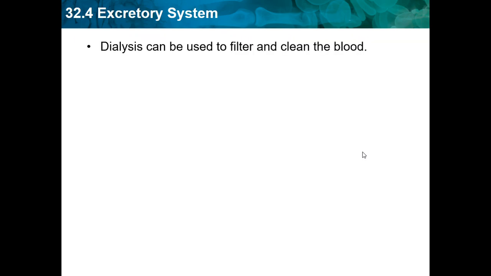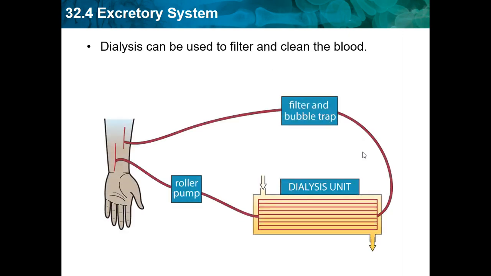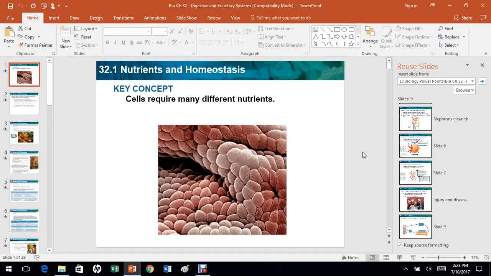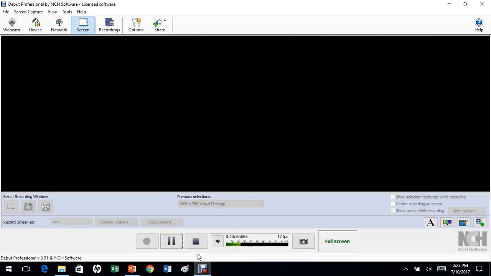Dialysis can be used to filter and clean the blood. It's basically a machine that helps do what a kidney does. So that's it with chapter 32, which was all about digestion and the excretory system. And so join us next time on chapter 33.